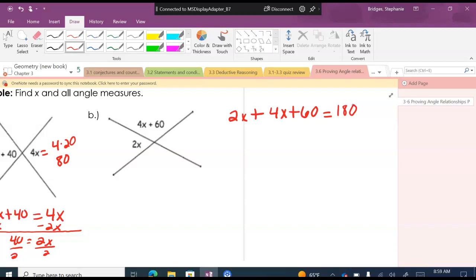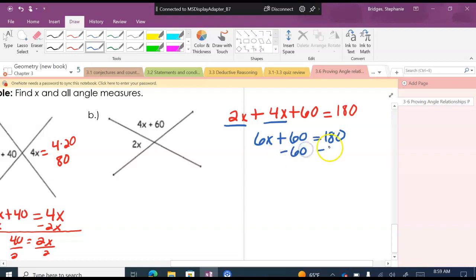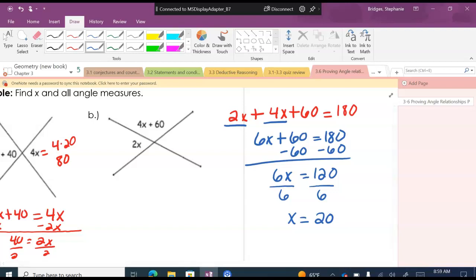Combine your like terms first, your 2x and your 4x, because they're on the same side of the equation. What does 2x plus 4x give you? Then what would I do? What's that, 120? And then what do I do? Okay. And so I happen to get the same answer I got last time. What is x going to be? 20. And then all I want you to do from there is plug it back in. Plug it into the 2 times x and plug it into the 4x plus 60.